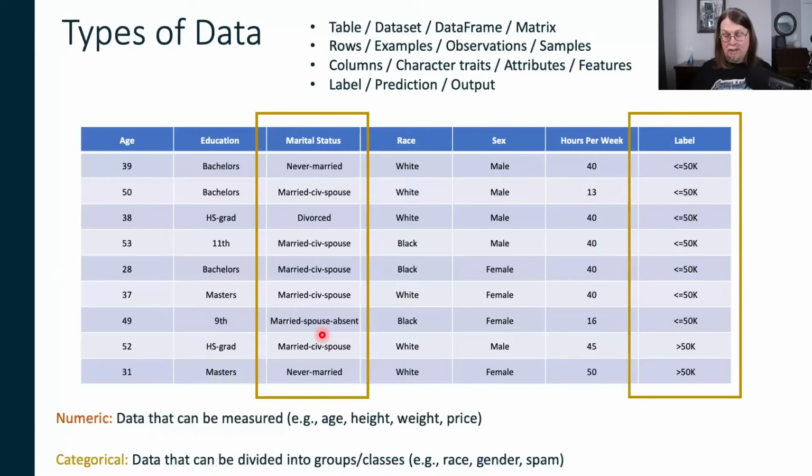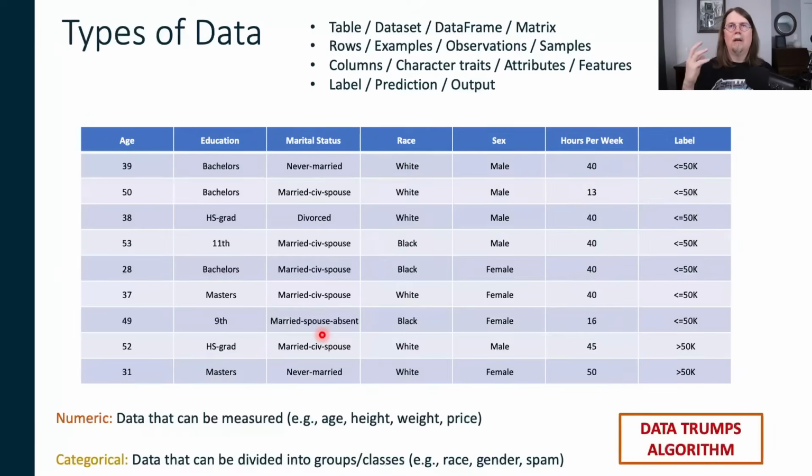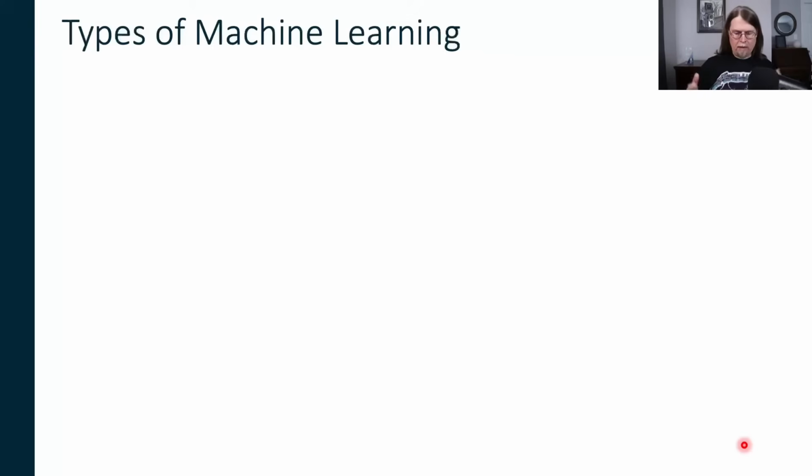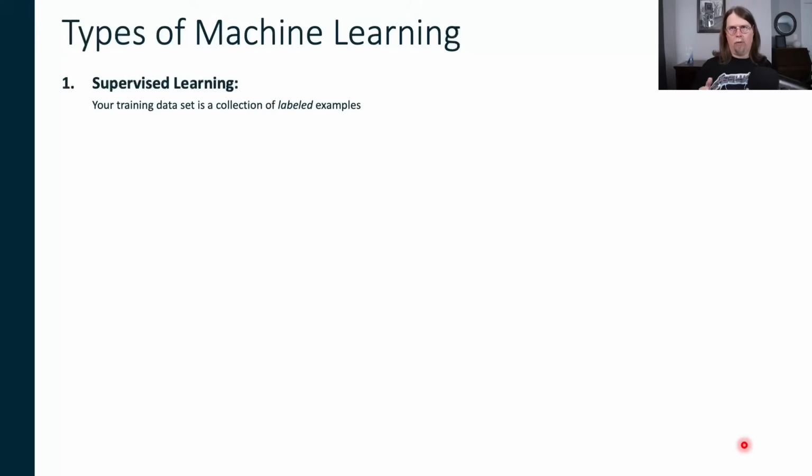And in machine learning terms, what this means is data trumps algorithm. So to expand upon this analogy of recipes in machine learning, just like you have different types of recipes, you have appetizers and soups and entrees and desserts and that sort of thing, you have different types of machine learning. And first up, what you have is supervised learning.